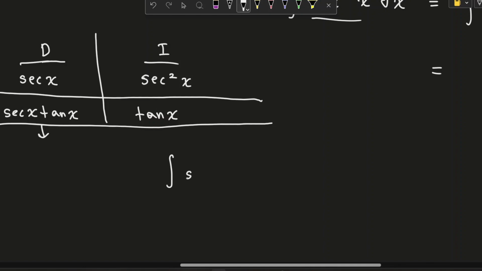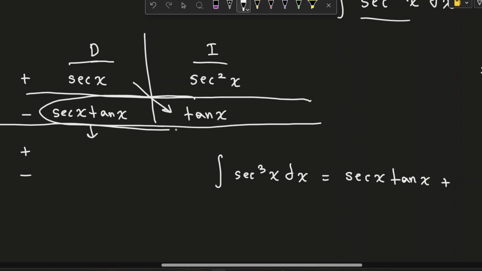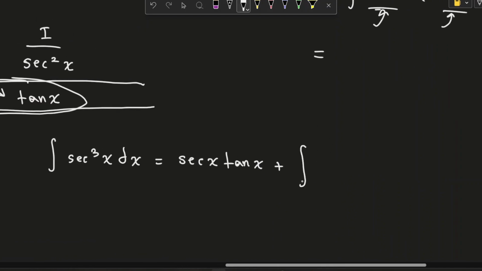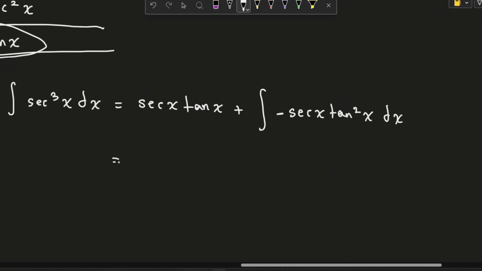So the integral of sec cube x dx is cross multiply as usual, which is sec x and tan x, plus multiply these two and integrate the product. So multiplying this will give us minus sec x and tan square x, so the final answer will look like this.